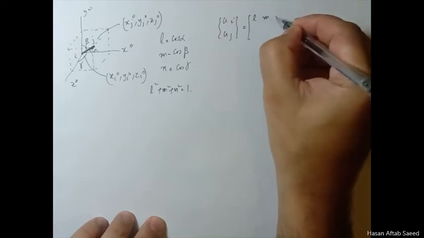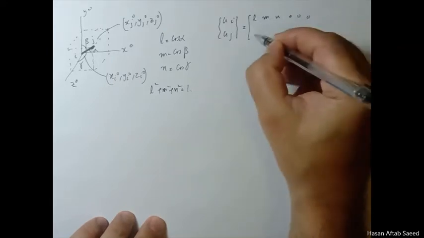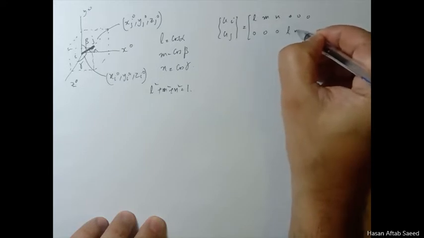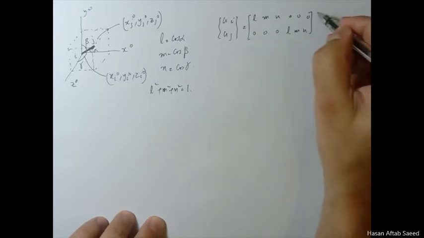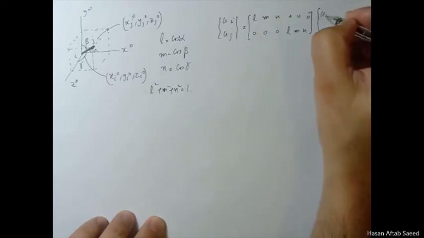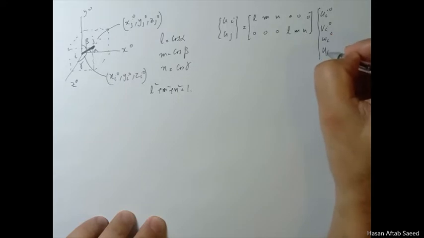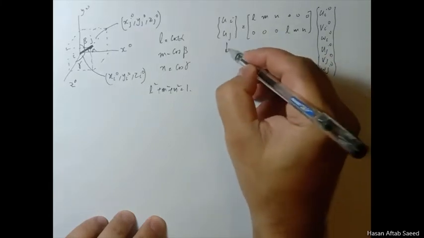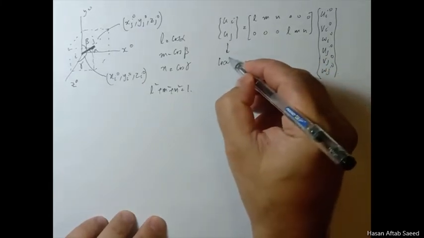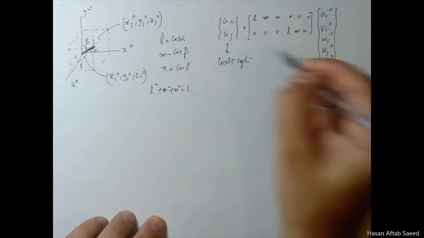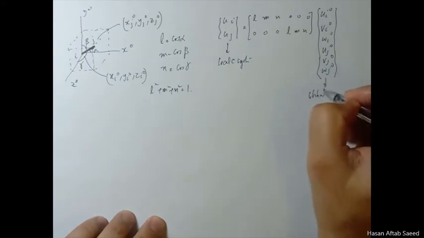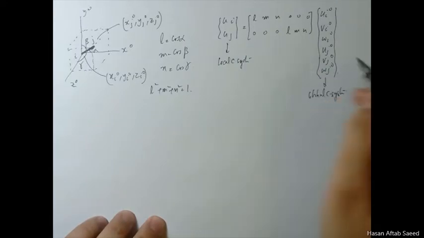Now we have L, M, N, 0, 0, 0, 0, 0, 0, L, M, N. And here you have now U I naught, V I naught, W I naught. This is a new one. U J naught, V J naught, W J naught. This is your, again, local, global, and the thinking process is the same.